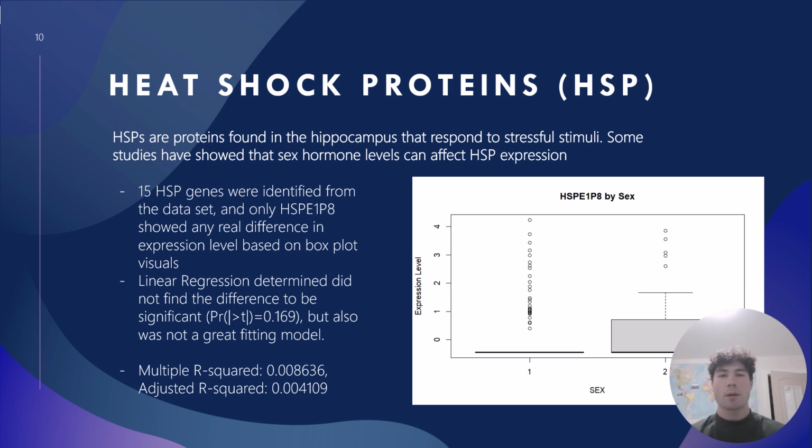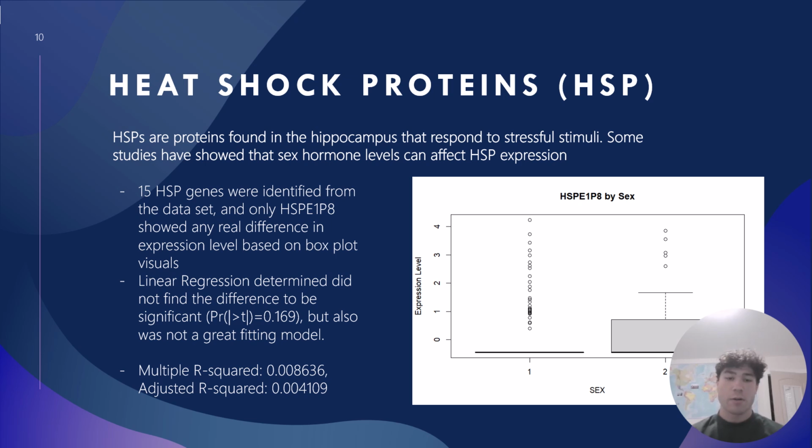I looked at heat shock proteins, really trying to see variation by sex, and there have been some previous studies showing that heat shock proteins, which respond to stress stimuli in the hippocampus, can vary in expression levels based on sex hormone levels. So I wanted to see if I could see something going on there. I looked at 15 of these HSP genes, and the only one that showed any kind of visual difference in the box plots was HSPE1P8. You can see the box plot there.